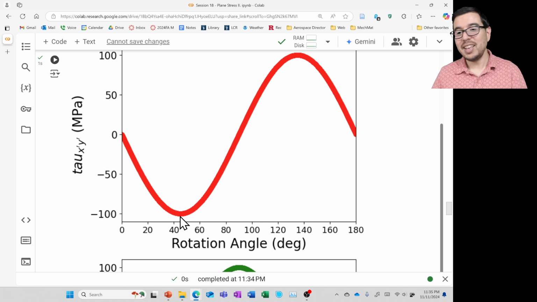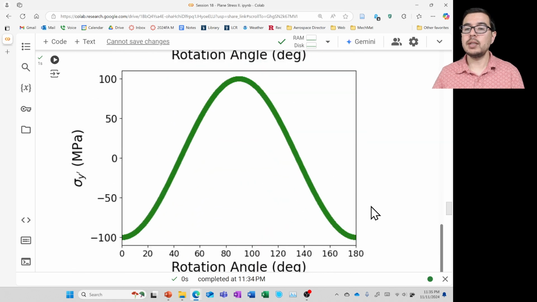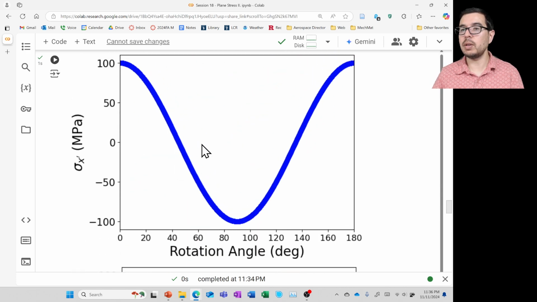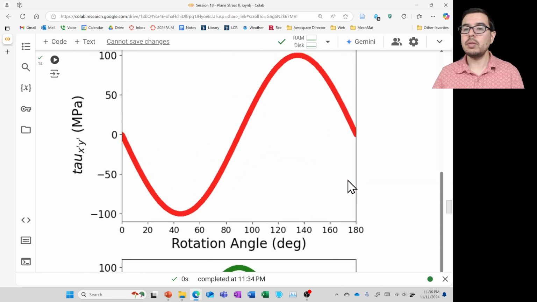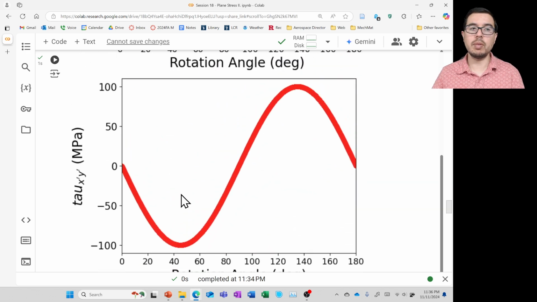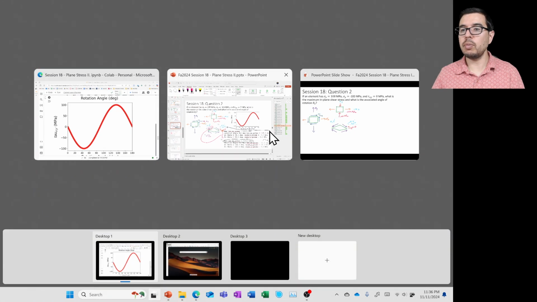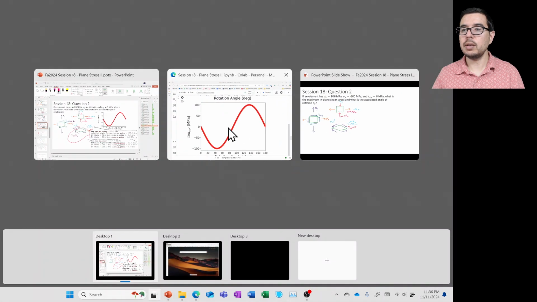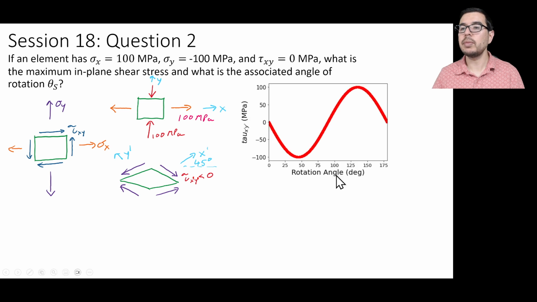It has a negative peak at 45 degrees, about minus 100 megapascals, and we also see that at 45 degrees, sigma y prime looks like it's going to 0, and at 45 degrees, sigma x prime also looks like it's about to go to 0. So let's go back to our slide. I've already copied this one in, and we're going to proceed from there. Here we go. We're going to paste that one in.